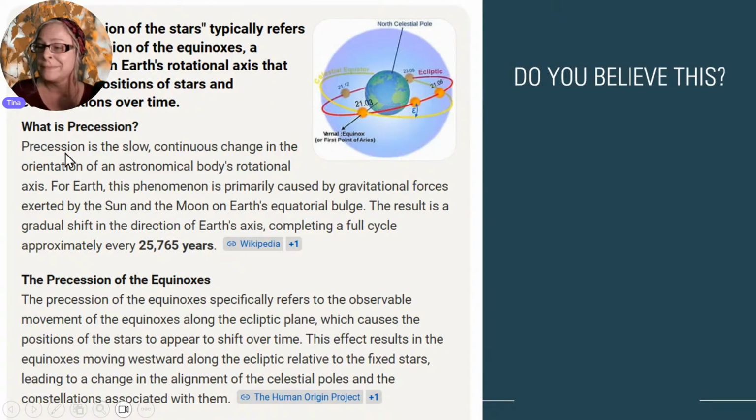What is the precession? The precession is the slow, continuous change in the orientation of the astronomical body's rotational axis. For Earth, this phenomenon is primarily caused by gravitational forces exerted by the sun and the moon on Earth's equatorial bulge. This results in a gradual shift in the direction of the Earth's axis, completing a full cycle. Okay, so this is that whole wobble. They're telling you that this precession of the stars and the constellations is all because of the Earth's wobble.